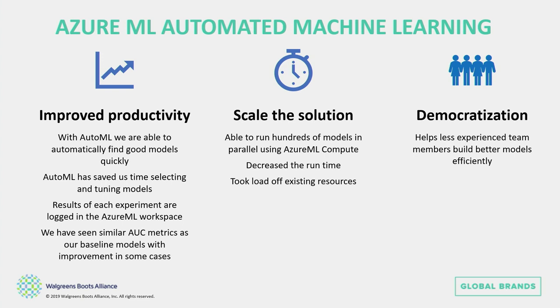And what's really encouraging is that we've seen similar AUC metrics when we compare to our baseline models that we have in production at the moment. But in some cases, AutoML is exceeding the performance of those models, mainly due to the hyperparameter optimization, which is just really exciting to see.